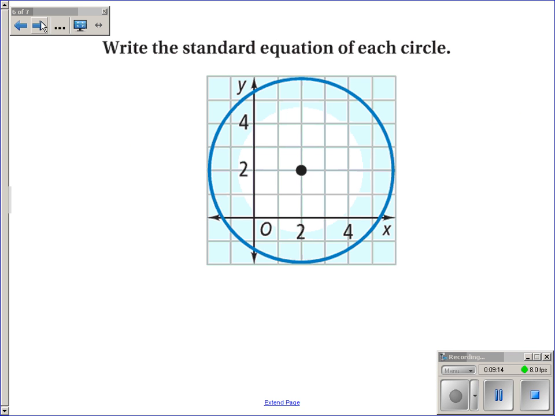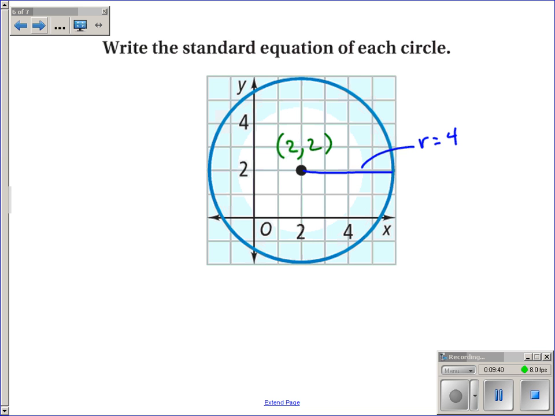Okay, so the last question we're doing together is to write the standard equation of a circle, where I'm given a picture of the center and the radius. Okay, this center looks to be about 2, 2. And the radius, I'm going to assume that it is what it looks like it is. It's about 1, 2, 3, 4. I'll just say the radius is 4.